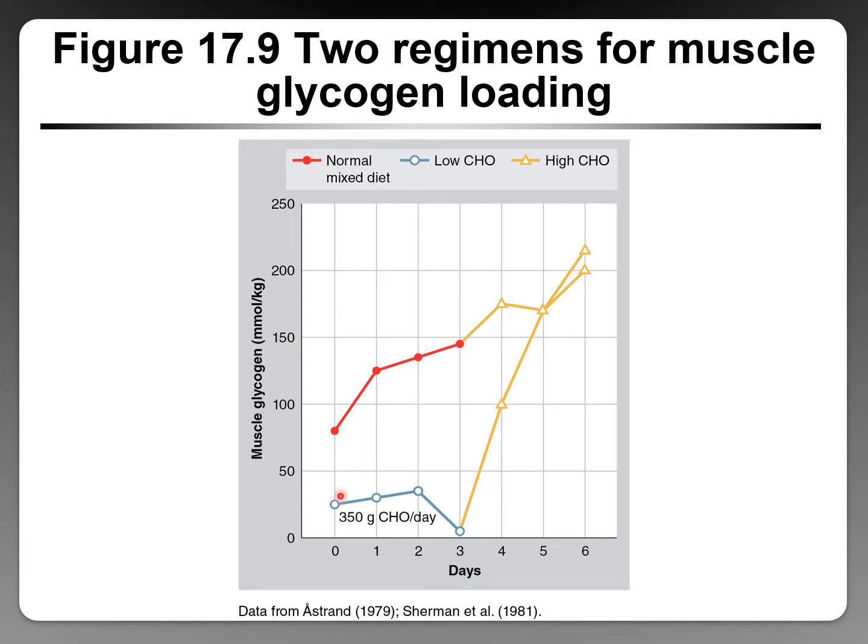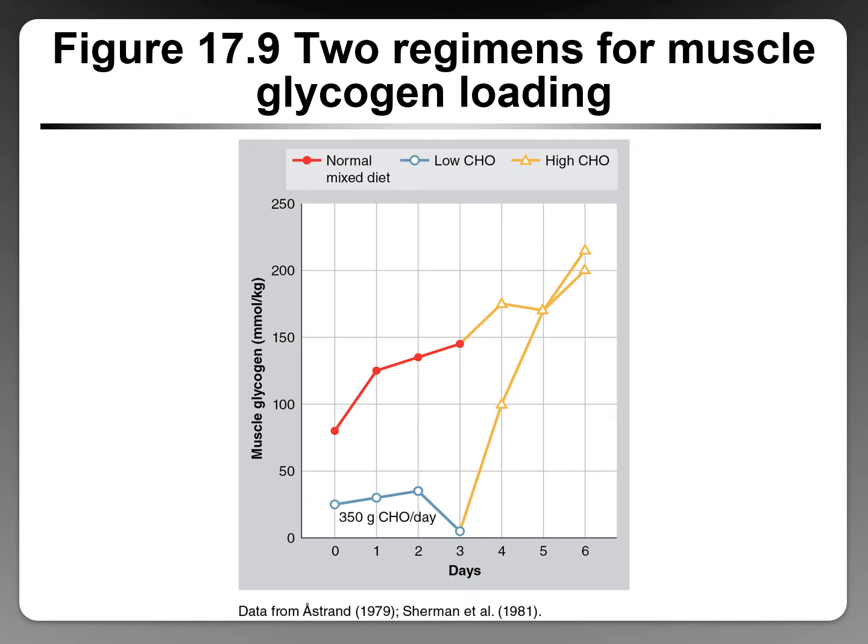So they did an exhaustive type of activity after that low carbohydrate consumption on day 3, took it basically down to 0, and then had a high carbohydrate diet, again above that 60% of the total kilocalories consumed coming from carbohydrates. And you see that they increased their overall muscle glycogen levels to above 200 millimoles per kilogram.